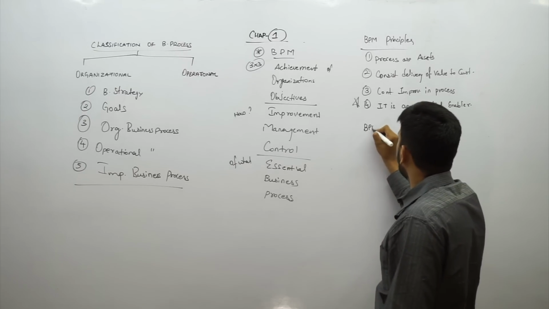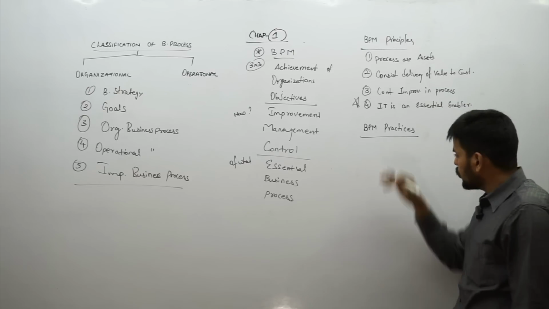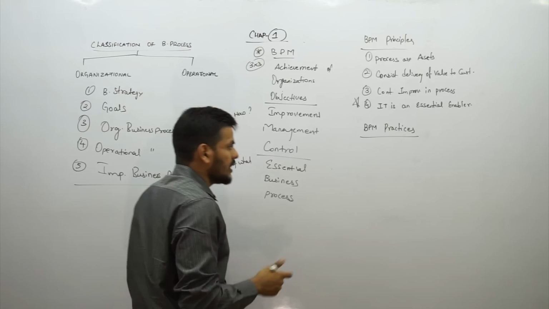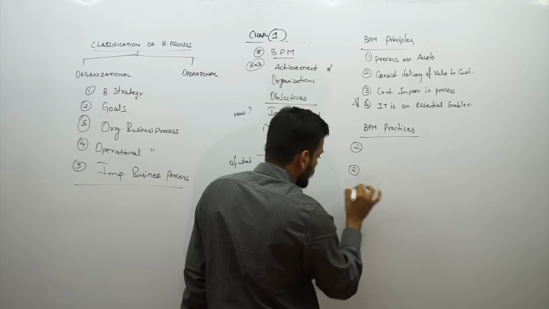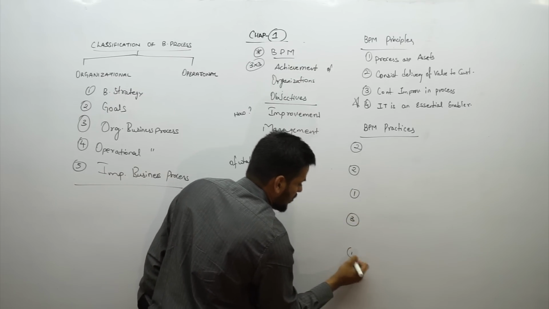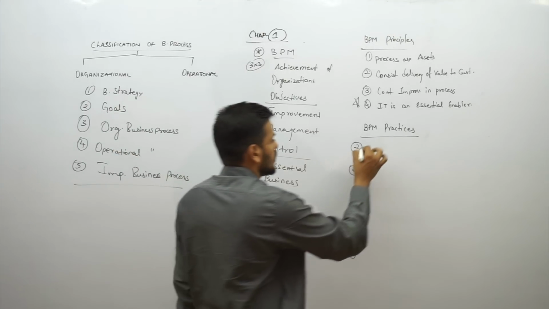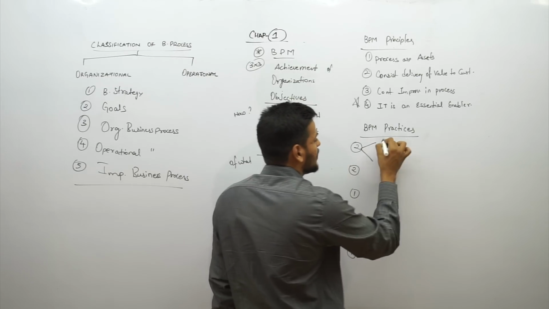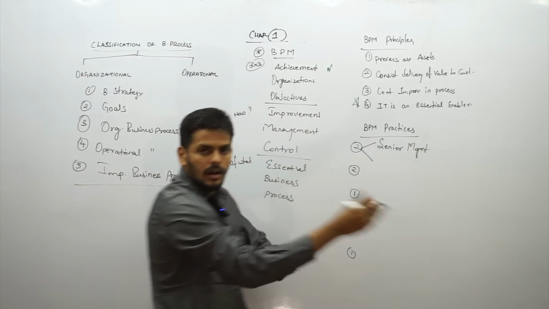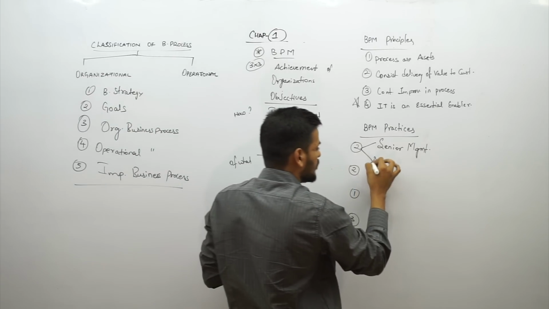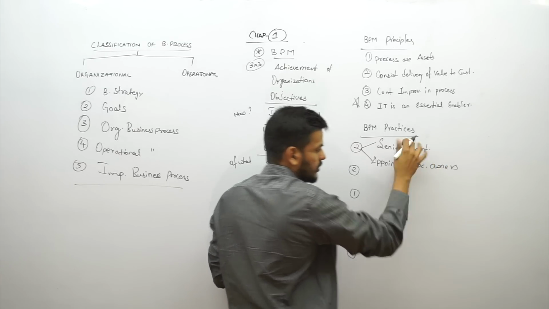As we move on, we talk about BPM's practices. What are BPM practices? You have 9 points to cover here, 8 points to cover here. Let me give you a technique here. I'm going by 2, 2, 1, then I have 3, then I have 1. Now, what is the logic of 2, 2, 1, 3, 1? The first 2 points: who will do this first? Who has to implement the BPM? Senior management. Senior management has to push this process of BPM. And then they are supposed to appoint process owners. These are the first two steps.